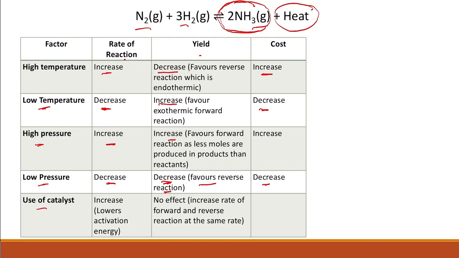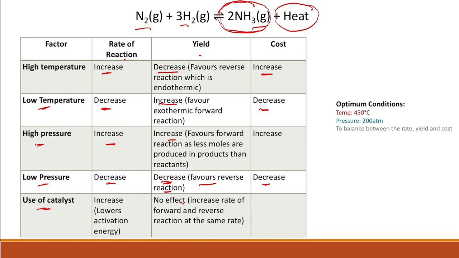Finally, the use of the catalyst, we said we use iron catalyst. So the catalyst will increase the rate of the reaction because we know that the catalyst will lower the activation energy. However, the catalyst has no effect on the yield of the product because it increases the rate of the forward and the reverse reaction at the same rate. So there is no impact on the yield at the end.